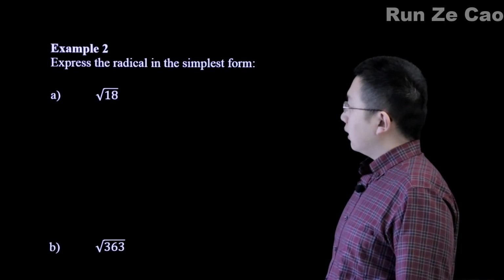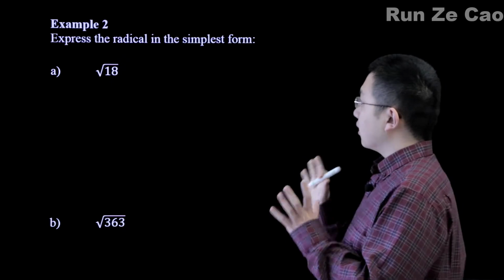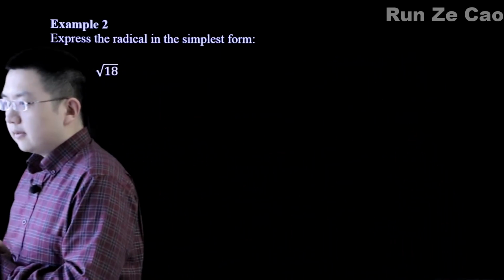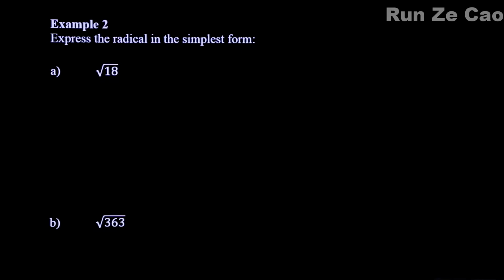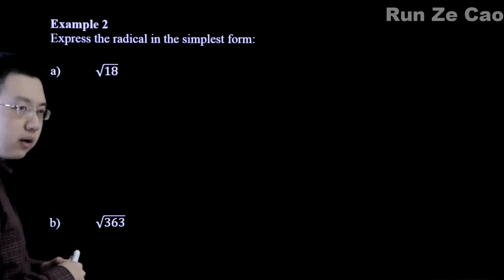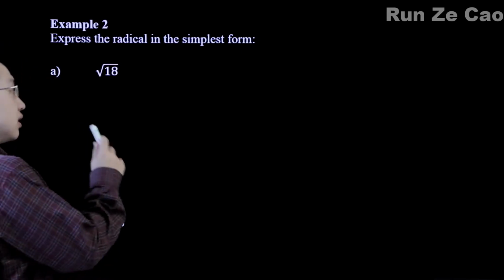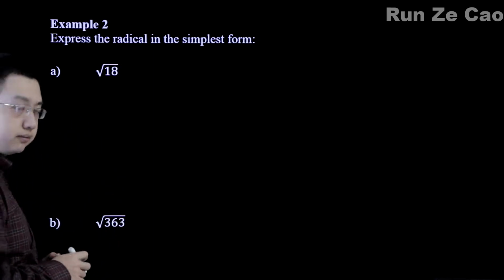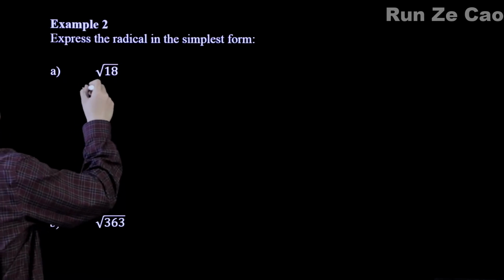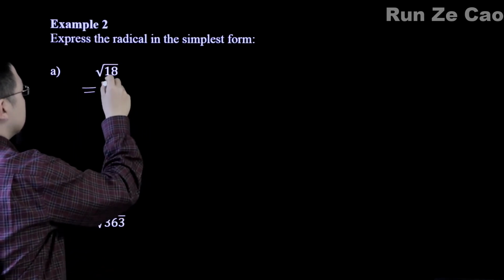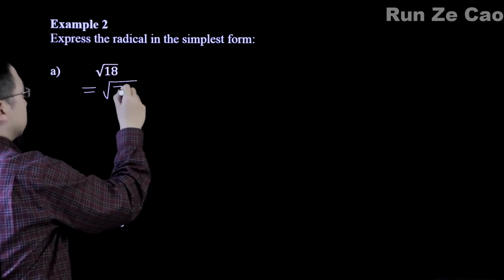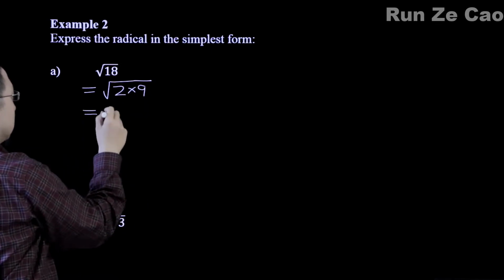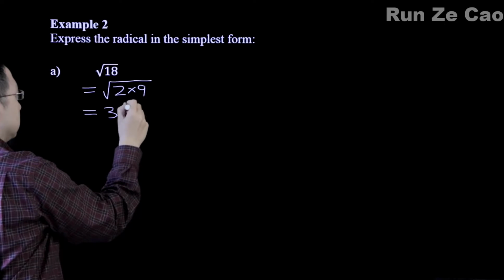Now here, let's express these in the simplest form. Now the entire radical is not in fact the simplest form. It's not the easiest way we can use something. The easiest way we can use something is to express it as a mixed radical. So here, this is equal to 2 times 9. This is equal to 3 root 2.